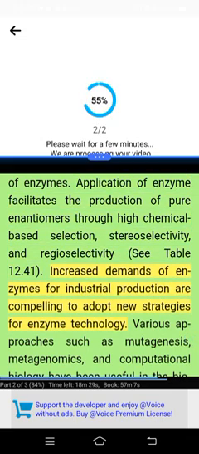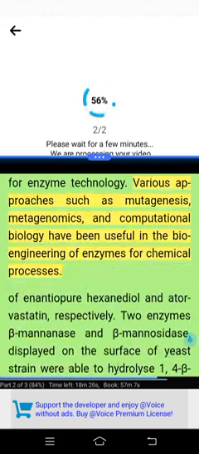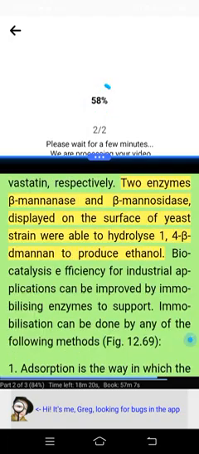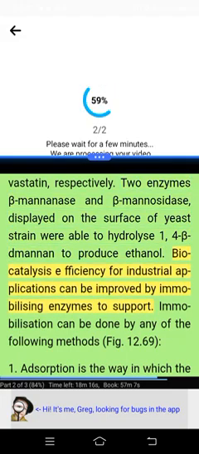See table 12.41. Increased demands of enzymes for industrial production are compelling us to adopt new strategies for enzyme technology. Various approaches such as mutagenesis, metagenomics, and computational biology have been useful in the bioengineering of enzymes for chemical processes, for example in the production of enantiopure hexadiol and atorvastatin, respectively. Two enzymes, beta-mannanase and beta-mannosidase, displayed on the surface of yeast strain, were able to hydrolyze 1,4-beta-D-mannan to produce ethanol. Biocatalysis efficiency for industrial applications can be improved by immobilizing enzymes to a support.